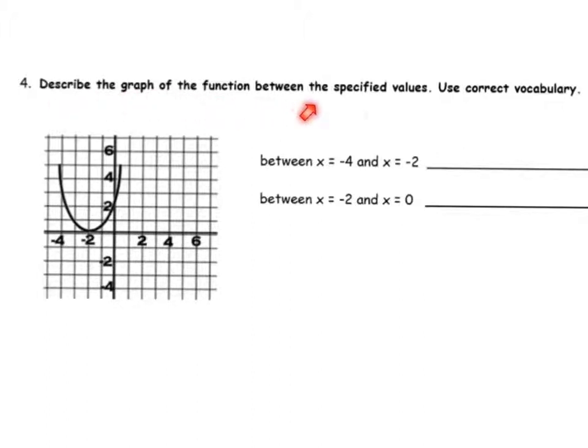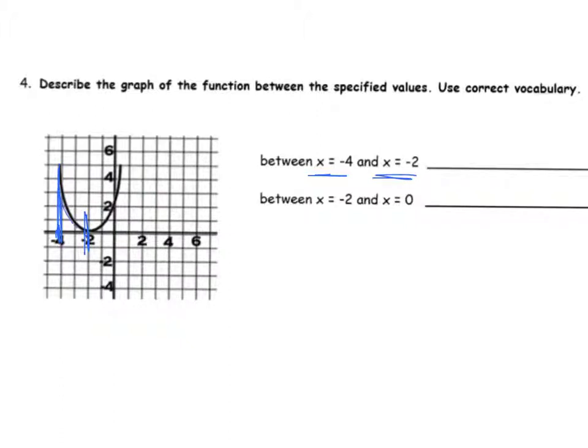So next example, we have to first see what the directions are. Describe the graph of the function between the specified values. So here are the specified values. Use correct vocabulary. Remember, that's linear, nonlinear, increasing, decreasing. So the specified values for this first part of the problem is when x is -4, so I'm going to come over here to my graph and I'm going to find when x is -4, which is right there. And x is -2, so it's right there. So I'm going to just look at that section of the graph.